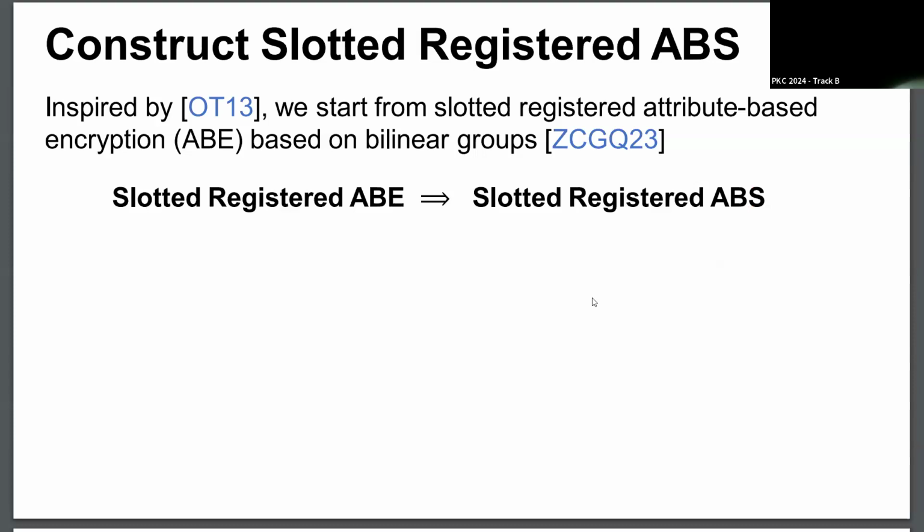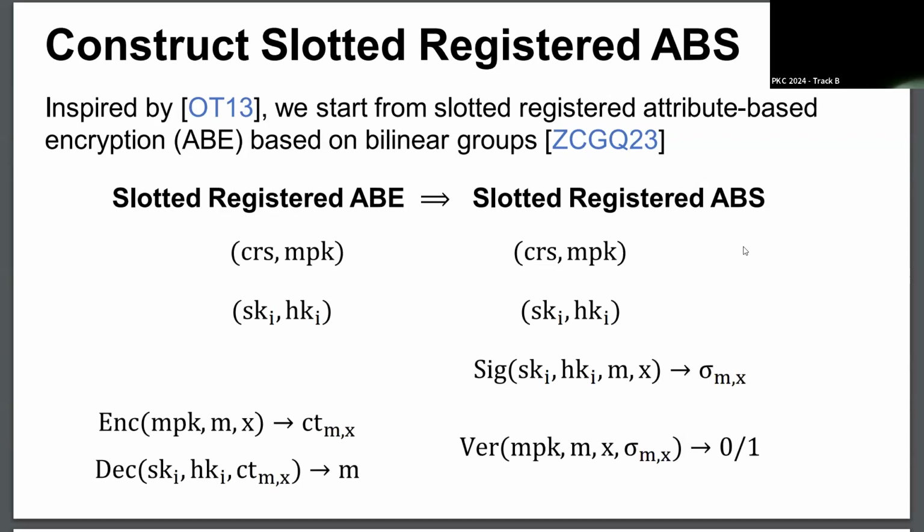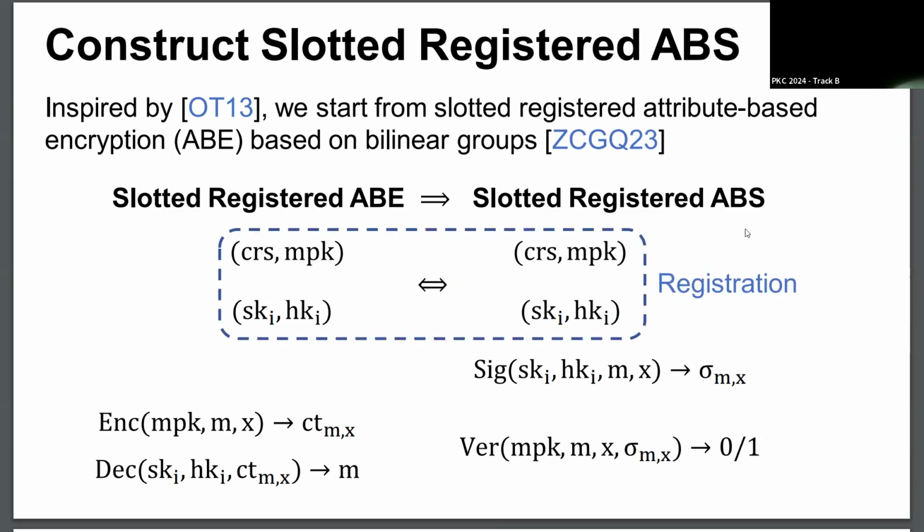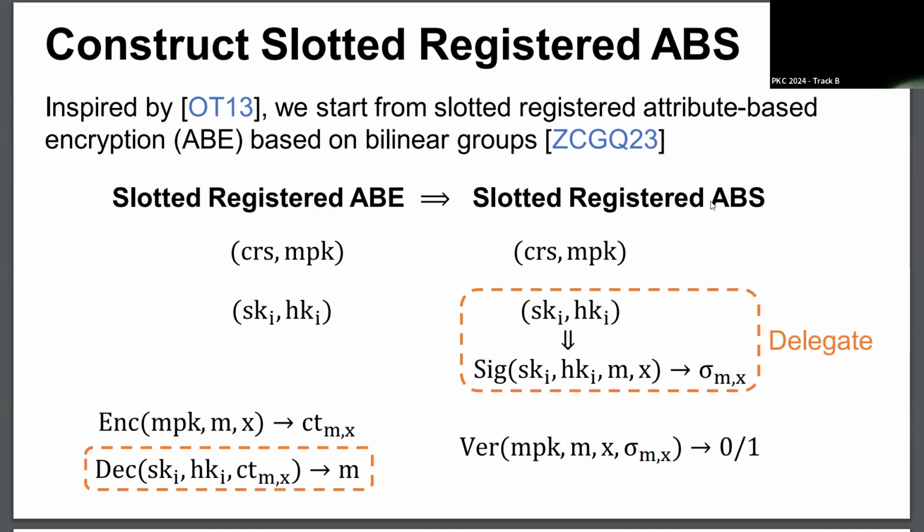Our technical line is inspired by the work of Kamada and Takashima at PKC 2013, and we try to transform the existing slotted registered ABE to ABS. Then we observe that in both primitives they share the same registration procedure. So these parameters can remain the same. The main difference lies in the signature generation and verification.